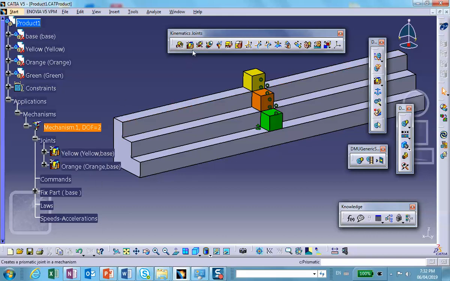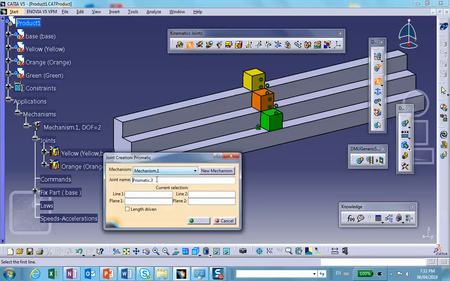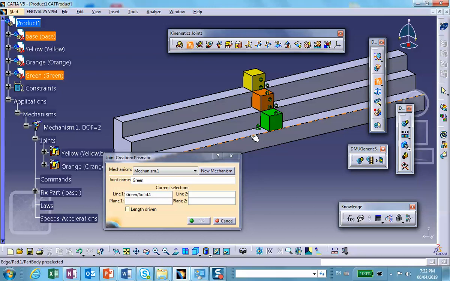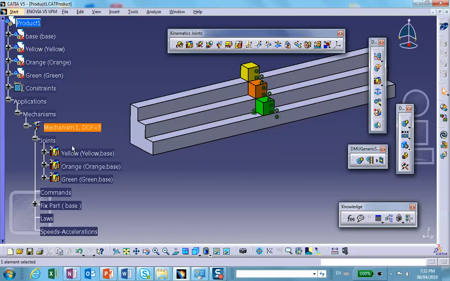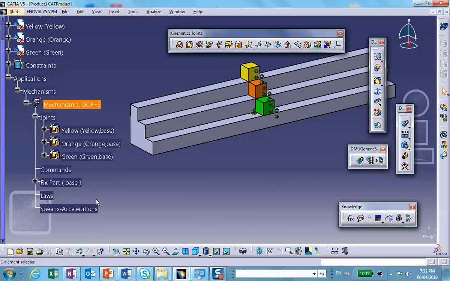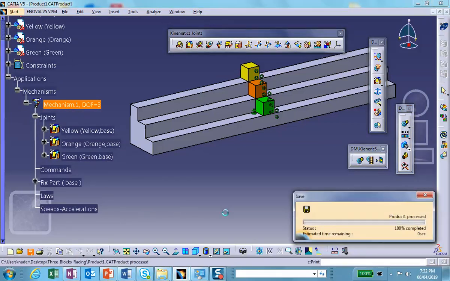Let's do another one. This one I'm going to call green. For the line is this line here. For the base, that line. For the plane, this plane of the green one, and this plane of the base, and we say okay. Now notice that 3 prismatic joints have been created. Degree of freedom is 3, and first thing I'm going to do is save everything.